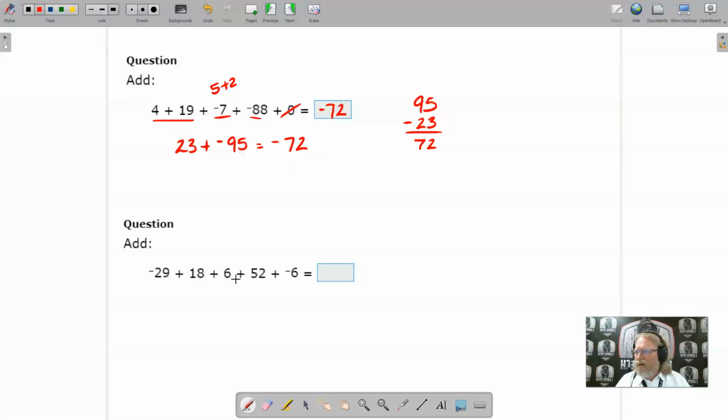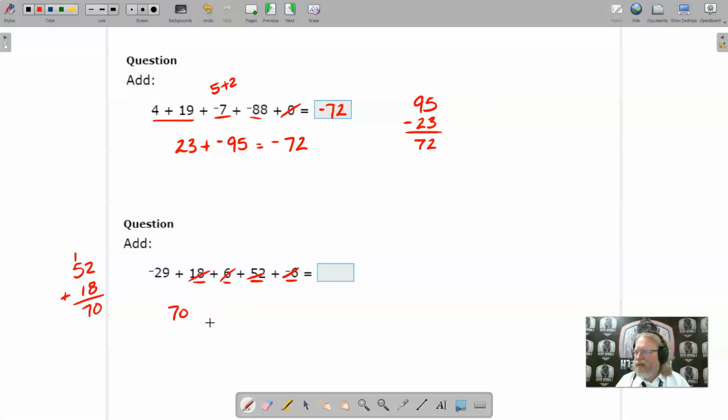On the next one here, know what stands out? Those 6's, right? The positive 6 and negative 6. Well, they're going to cancel each other out basically because they're going to equal 0. So we can just kind of get rid of those. Now let's deal with the idea of putting the positive numbers together. The 18 and the 52. So over here to the side, do 52 plus 18. 2 and 8 is 10. We'll carry the 1. 5, 6, 7. So we end up with 70.